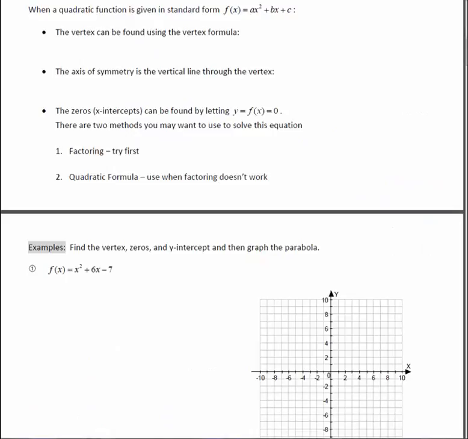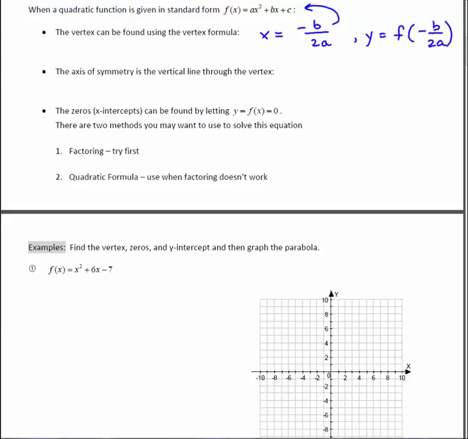When we have a quadratic function in its standard form, again, ax squared plus bx plus c, we usually find the vertex using our vertex formula. The x value can be found by taking minus b over 2a, and the y value can be found just by substituting that x value back into the original function. So we might say y is f of minus b over 2a. But again, that's just taking the number and plugging it back into the original function.